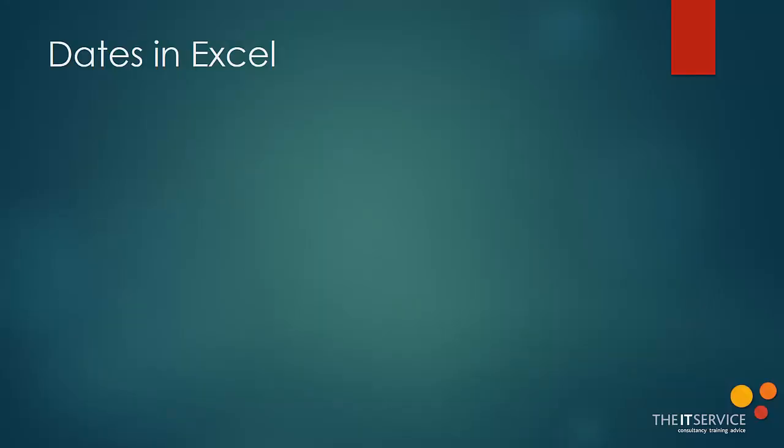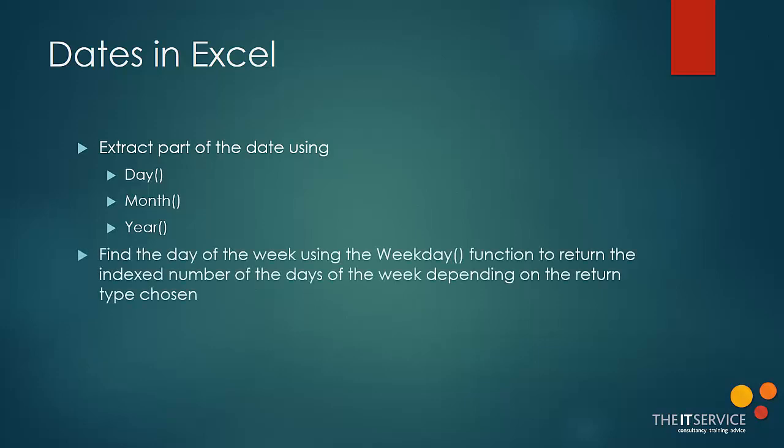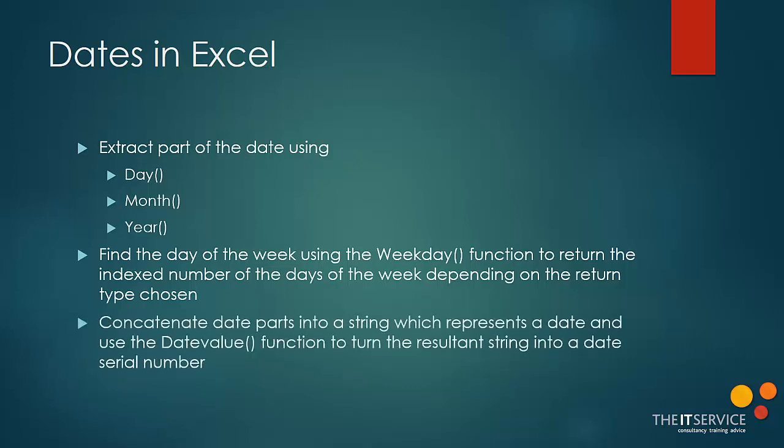To summarise, we can extract part of the date using the DAY, the MONTH and the YEAR functions. We can find the day of the week using the WEEKDAY function, which returns the index number of the days of the week depending on the return type we've chosen. And we can concatenate date parts into a string which represents the date and use the DATEVALUE function to turn the string back into a date serial number.